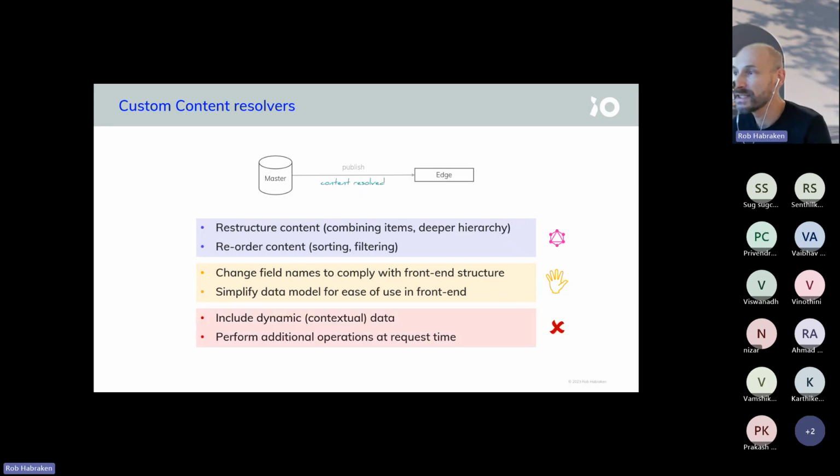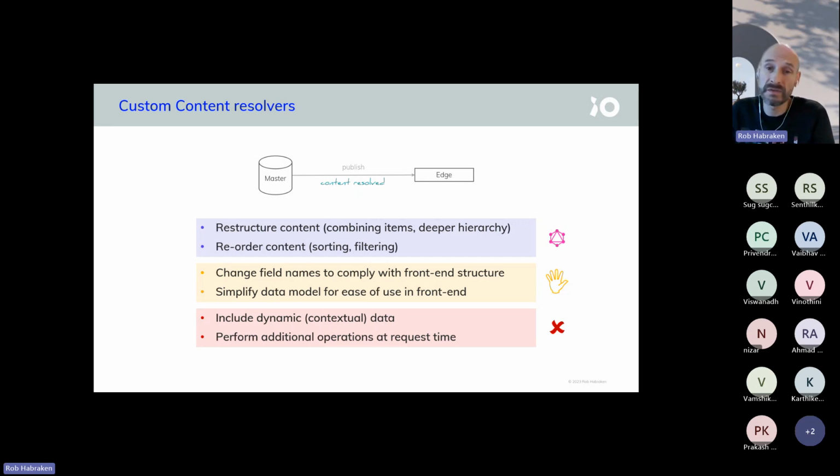And the last one is including dynamic or even contextual data, or performing additional operations at request time. I have also seen scenarios where we, for example, grab some personalization from an external data source and include that in the content being pushed towards the front end. That's something you can no longer do, because this code will simply not be executed at request time anymore. A snapshot will be put on the edge, so you can't do this anymore.